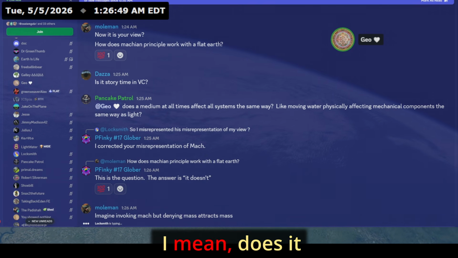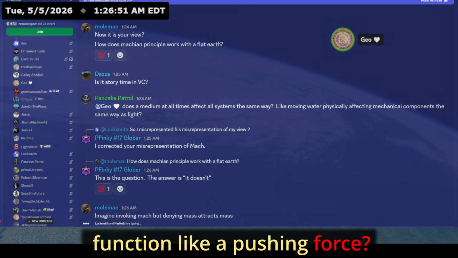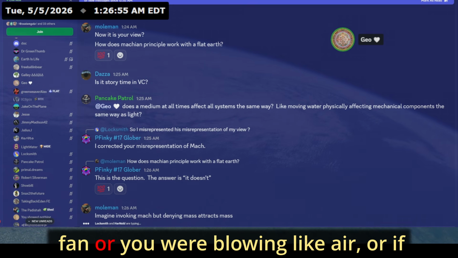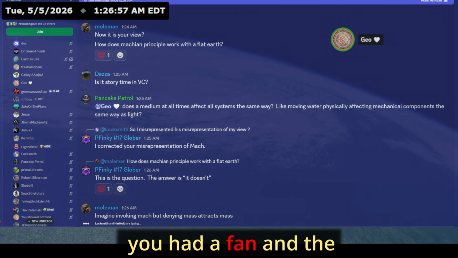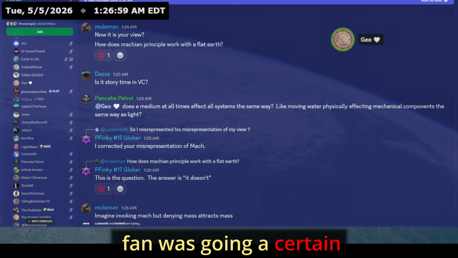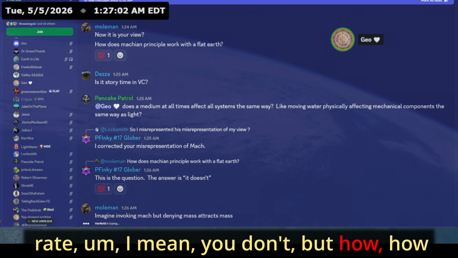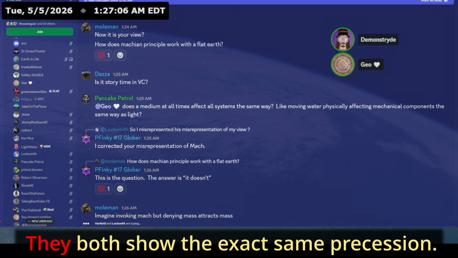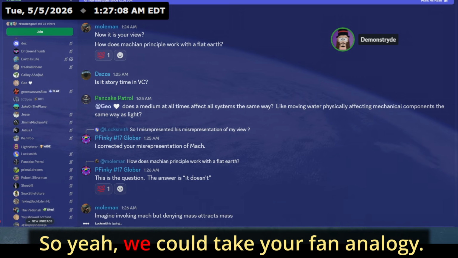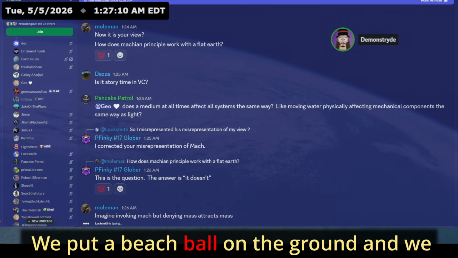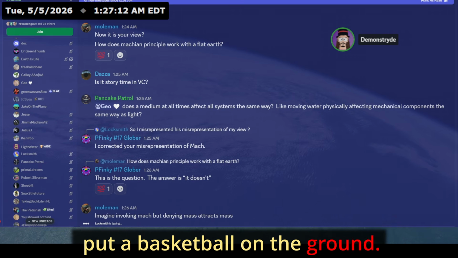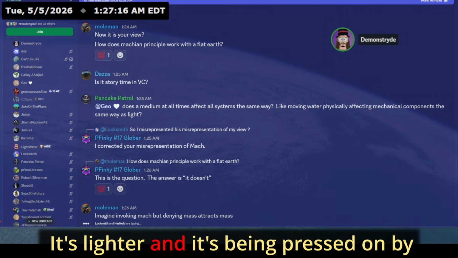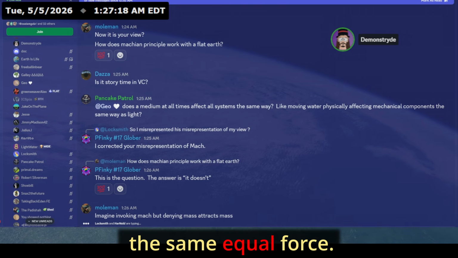That's interesting. Does it function like a pushing force? I know what you're saying. If you had a fan, or you were blowing air, and the fan was going at a certain rate, but how are you relating that to what it would take to get the light to shift? But they both show the exact same precession. So we could take your fan analogy. We put a beach ball on the ground and a basketball on the ground. We turn the fan on. Which one do you think is going to go further? Probably the beach ball. It's lighter and it's being pressed on by the same equal force.